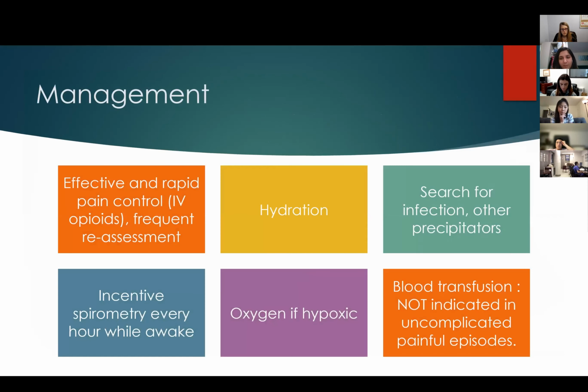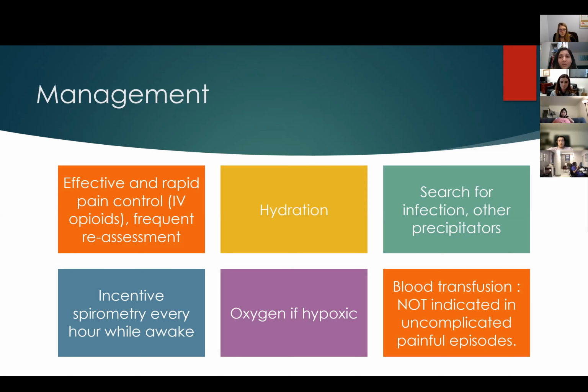So management, there are like 6 major things that you think about, and this is common to every complication associated with sickle cell disease. There's pain control, hydration, searching for infection and treating it, incentive spirometry, oxygen supplementation if they're hypoxic, and thinking whether or not they need a blood transfusion. And these are the things that you should always keep in the back of your mind when you see a patient with sickle cell disease.